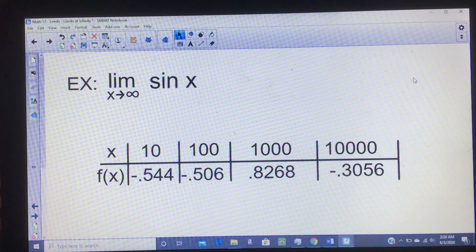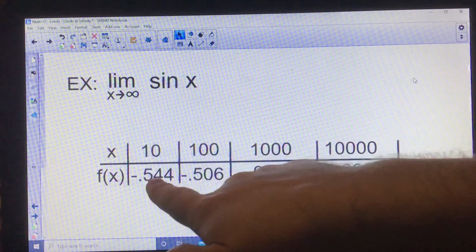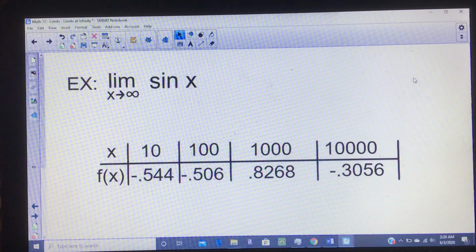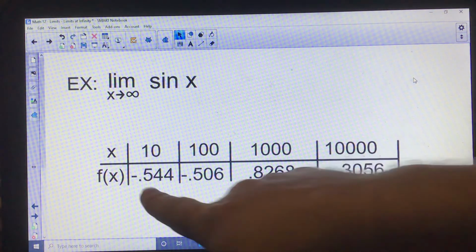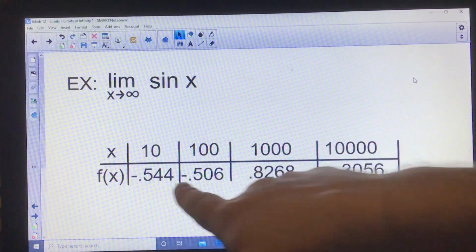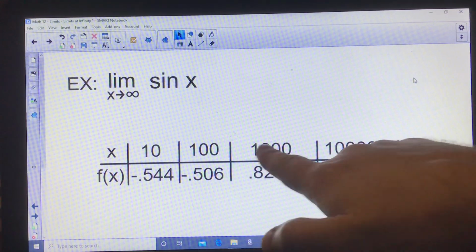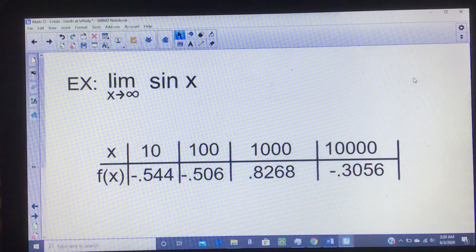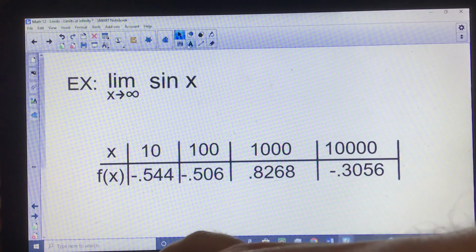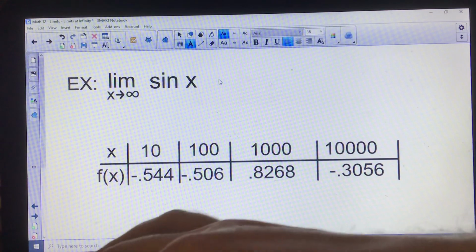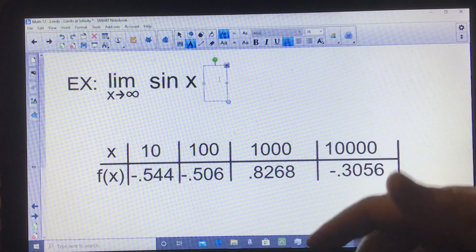But I figured I would show this because, number one, it's one that doesn't exist. So here's a limit as we go to infinity, and we don't really approach anything. So we'll say DNE. But it's also important to see that sometimes you may get tricked. There may be a pattern that starts, but that's why we do a few values to make sure that the pattern continues.